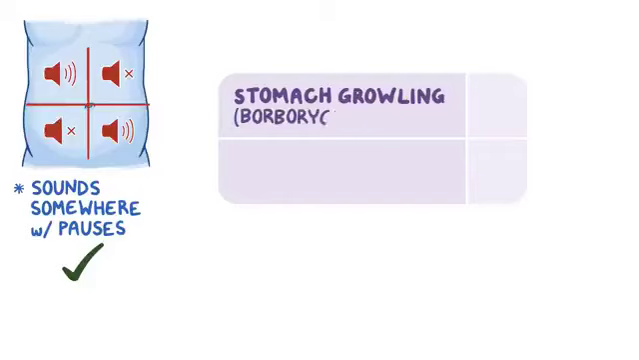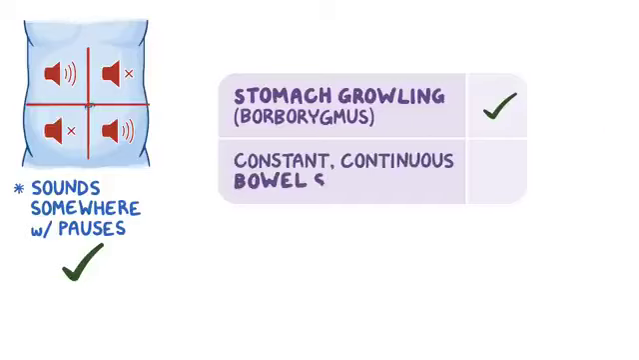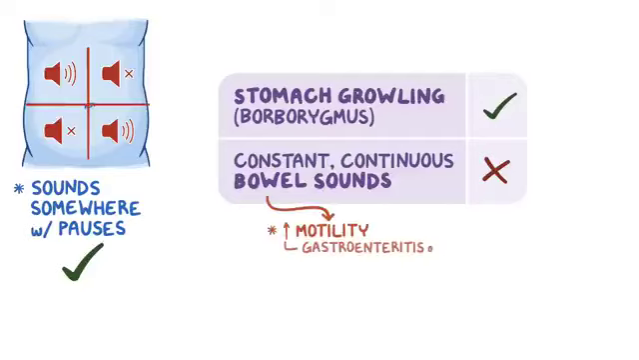You don't have to hear sounds in each quadrant. As long as there's some sounds somewhere with pauses, that's okay. Stomach growling, or borborygmus, is normal if you're hungry. Constant, continuous bowel sounds is not. That's associated with increased motility and might indicate gastroenteritis or early stages of abdominal obstruction.